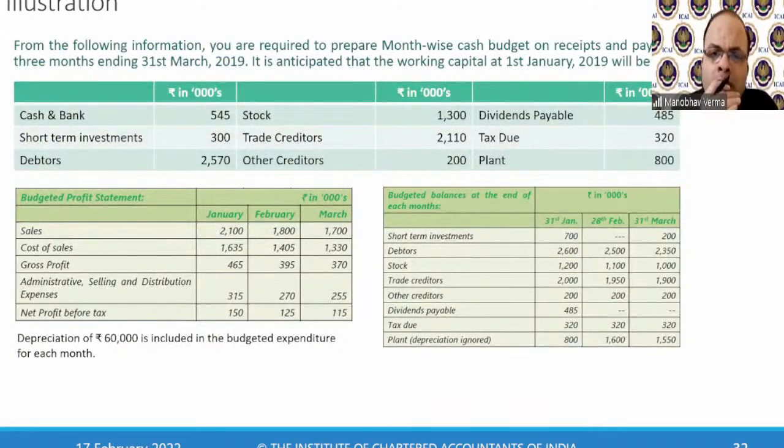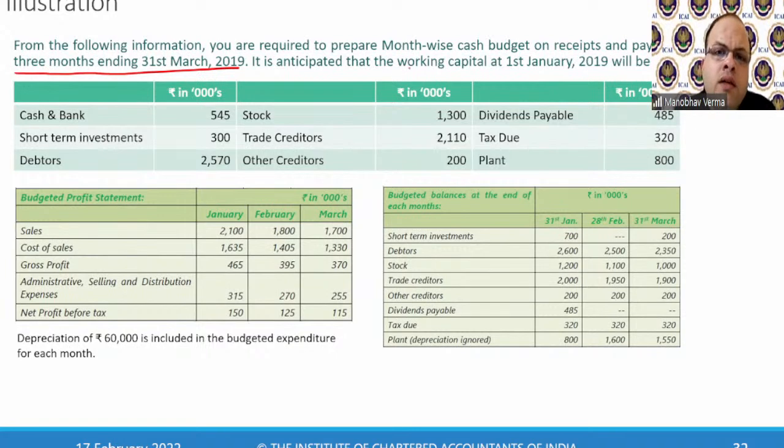So quickly, we have another exercise here. The last one was basically laying down a foundation. How do we go about this? So here we have some information given to us. Based on that, we have to prepare a cash budget. Again, a similar one. So let's see what we have here. So the requirement is a 3 months budget for this one, that is 3 months ending 31st March.